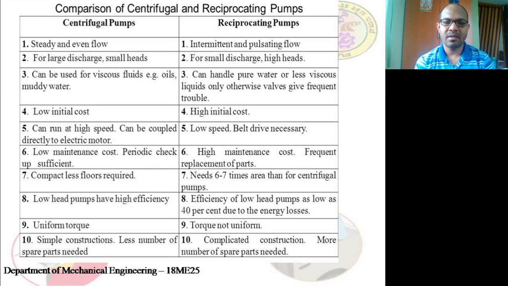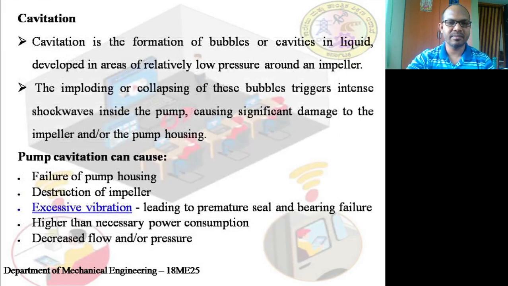Then common sense also says if a wheel is constantly rotating, a uniform torque is being generated. That happens in a centrifugal pump. In the reciprocating pump, the torque is not uniform. In the centrifugal pumps, simple construction and fewer spare parts are needed. In the reciprocating pumps, construction is complicated and more spare parts are needed. And one more point, I would like to extend this.